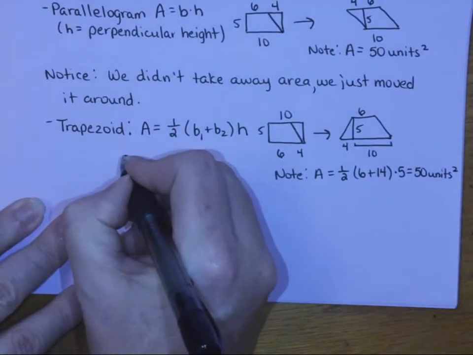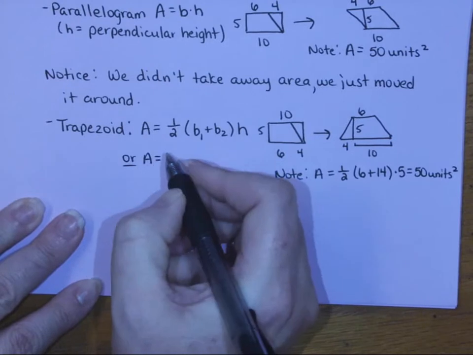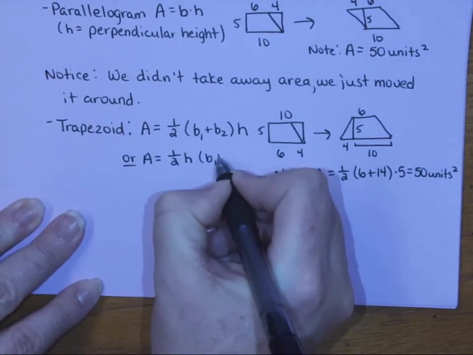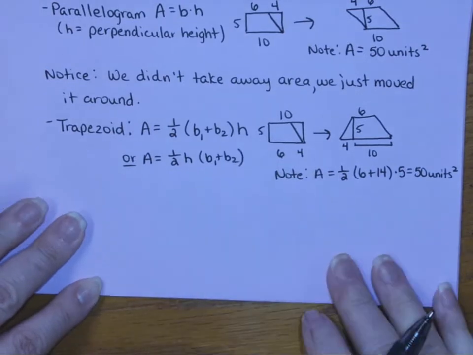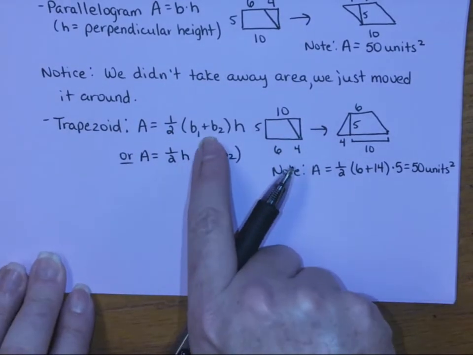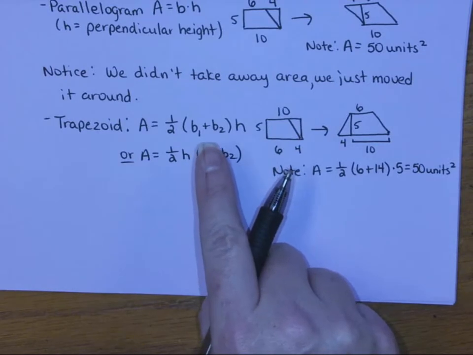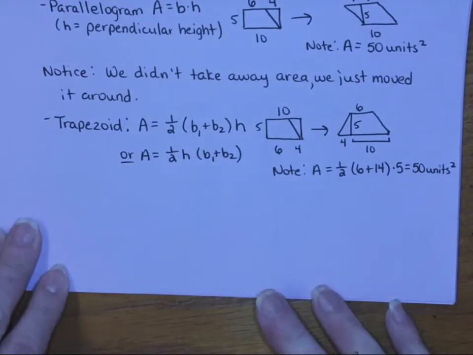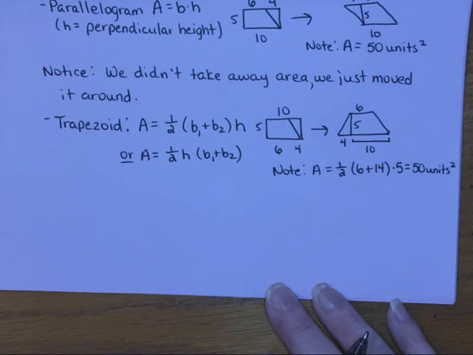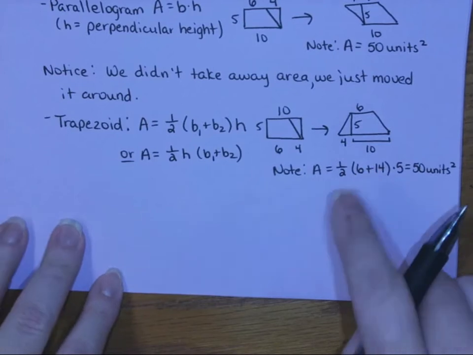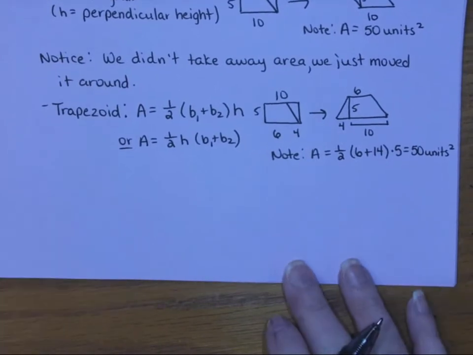Okay, most of the time, just so you know, you're going to see the area formula for a trapezoid written just a little differently. Usually we move the height to the front. But I like showing it in this original way just because it shows that it's truly the average of the two bases. Because that's really what's going on there. That's why you have the 1/2 base 1 plus base 2. So notice in all three cases, we have common formulas, but we're really just talking about the same area moved around.